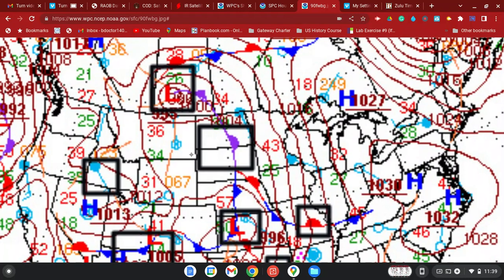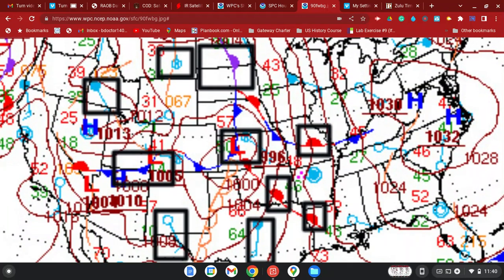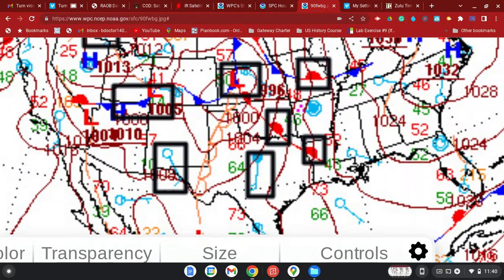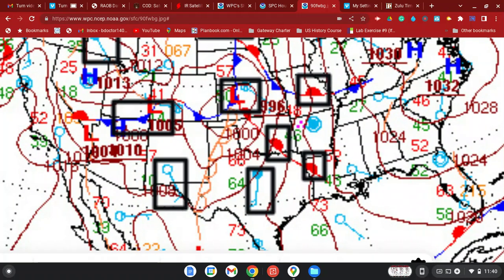Where's another different type? If you see this, it looks like an H in the middle. No, it's not a hurricane. It just means that the winds are calm in this area. So there's no wind direction, there's no wind speed. It's just kind of still.